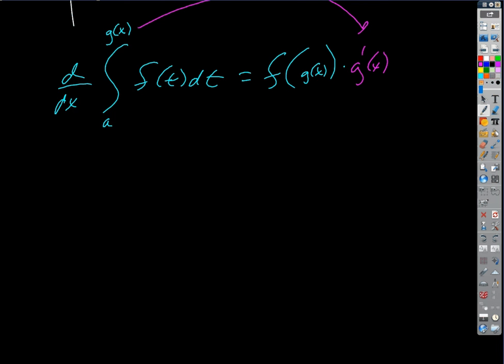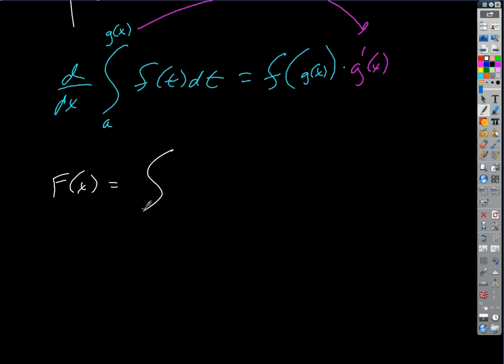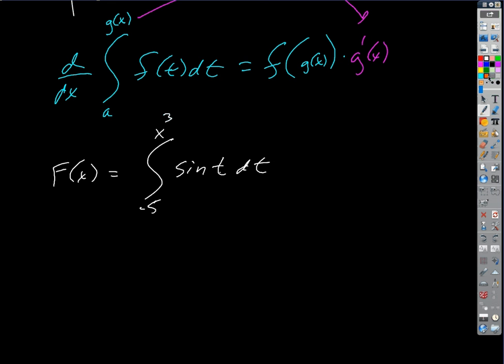So let's try an example. What if we had something like this then? What if we had f of x as an area function defined as, let's say, the integral of sine t dt, and we want to know the rate at which that's changing as t goes from -5 to x cubed. Okay, what's the rate of change of that area function?